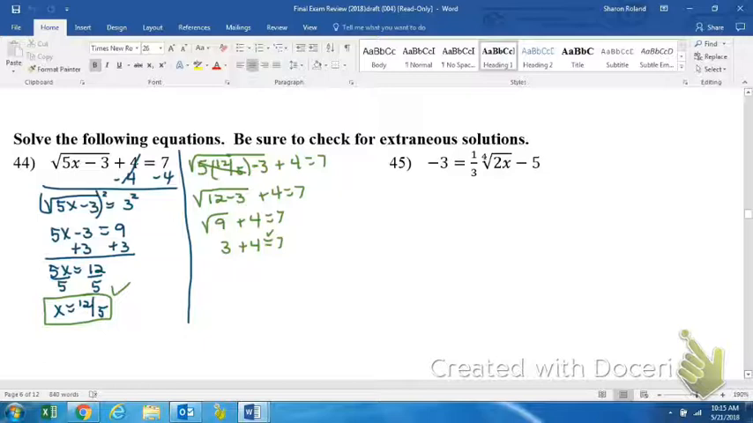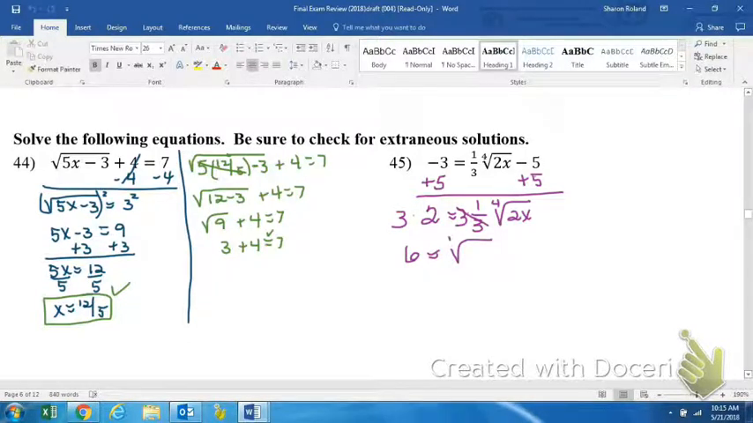Number 45, you have negative 3 equals a third of a radical minus 5. You have to get the radical by itself, so first we're going to add 5 to both sides. So you have 2 equals 1/3 of the fourth root of 2x. And I'm going to multiply both sides by 3. And so you have 6 equals the fourth root of 2x. Well, to get rid of that radical, if it's to the fourth root, you have to put it to the fourth power.